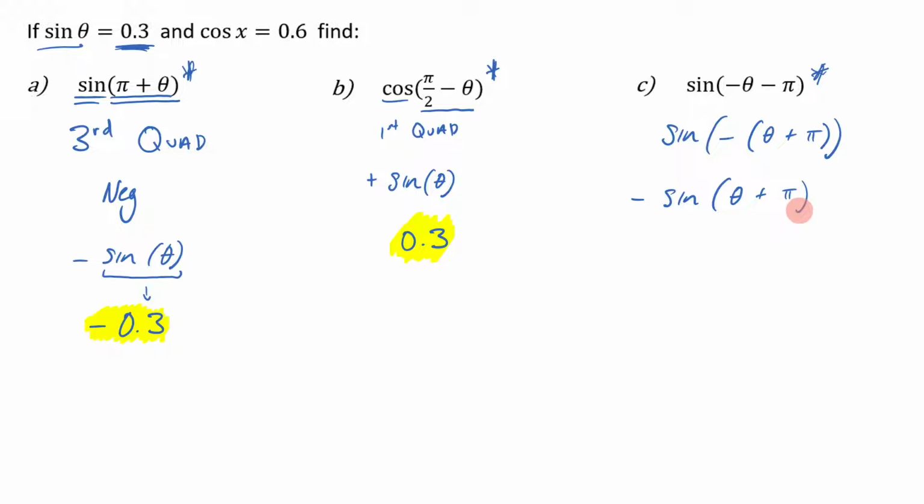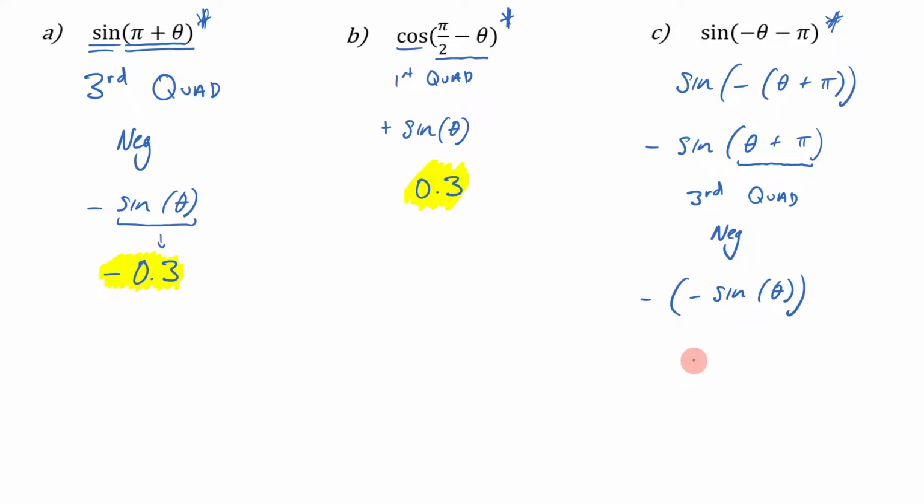And then once I'm here, the next thing that I can do is just say, all right, if I'm dealing with pi plus theta, or theta plus pi, which quadrant am I in? Well, I'm going to be in the third quadrant. And in my third quadrant, is sine positive or negative? Well, I know that in the third quadrant, sine is going to be negative. So that means what I'm going to be left with is negative sine of theta. Now, a negative and a negative make a positive, so that's going to leave me with sine of theta. And I know that sine of theta is 0.3.